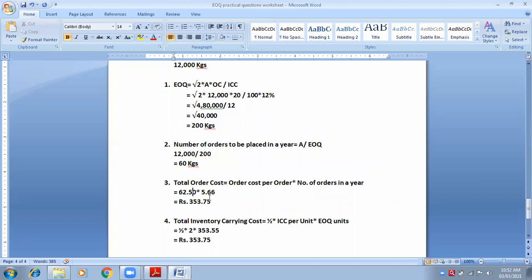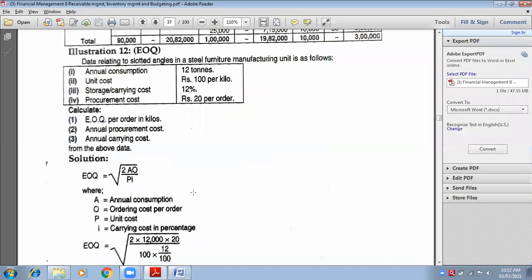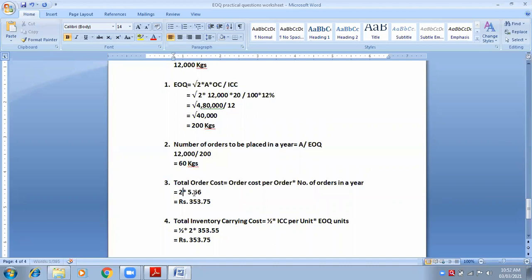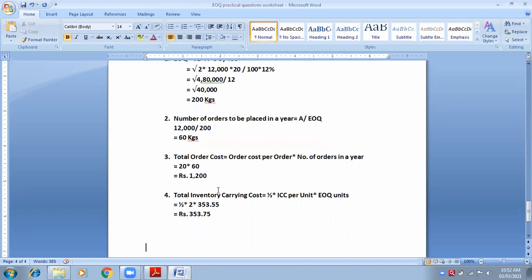Now, total ordering cost is ordering cost per order into number of orders to be placed in a year. What is ordering cost per order? 20. Into the number of orders to be placed in a year, 60. So 20 into 60 is how much? Rupees 1200. So this should be the answer of total inventory carrying cost also. Only then your answer will be right.